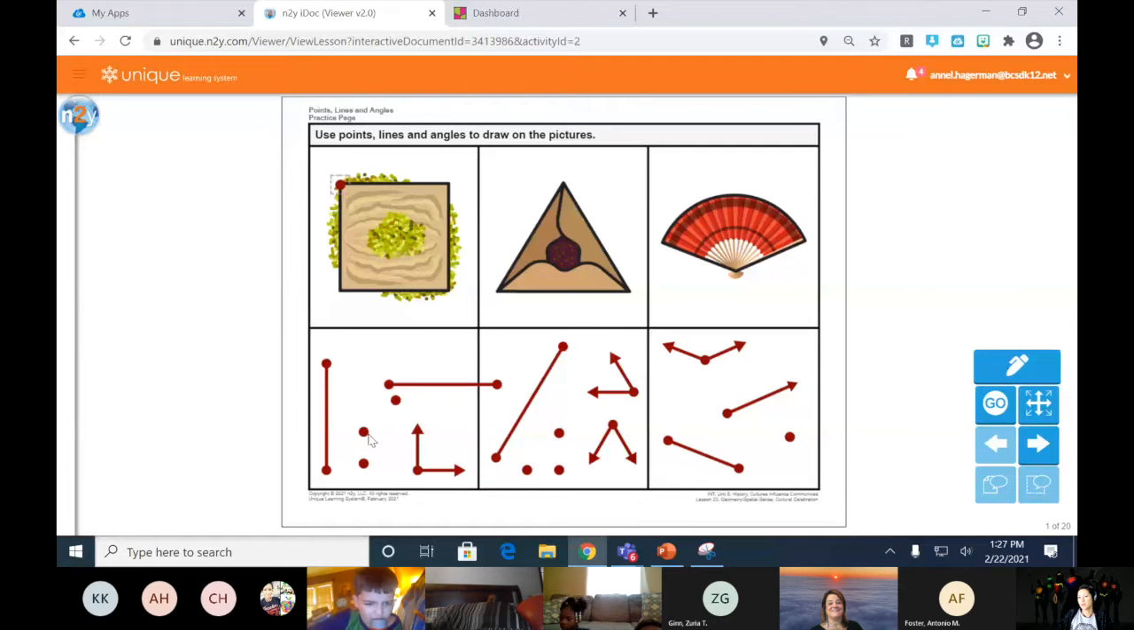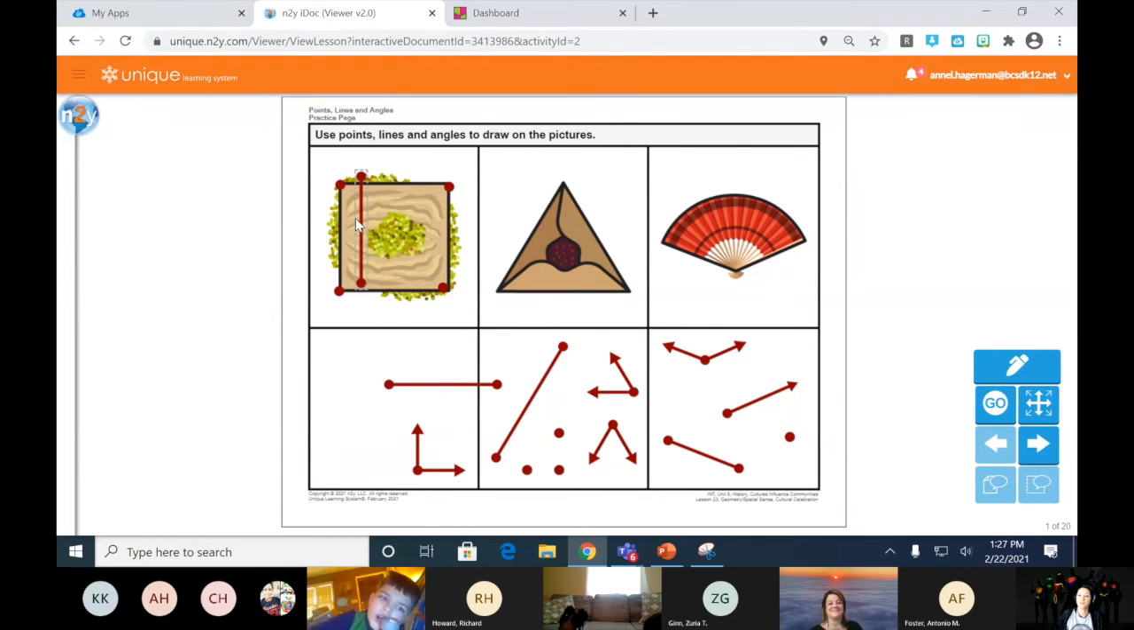1, 2, 3, 4. So in this first picture, we have 2 vertical lines and 2 horizontal lines, and that's what a line looks like. And then I've plotted my points and here, let's find an angle on this picture. Here's a 90-degree angle in this picture.